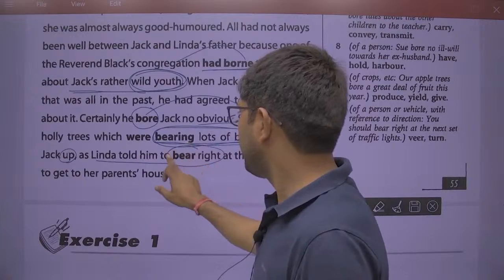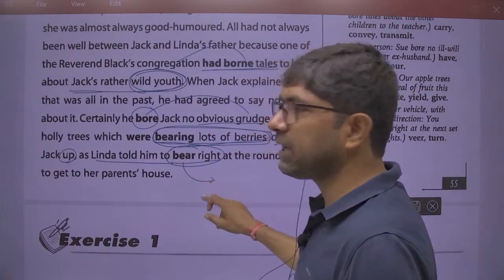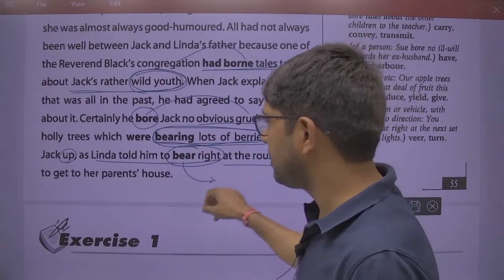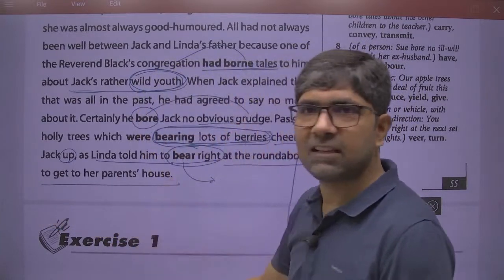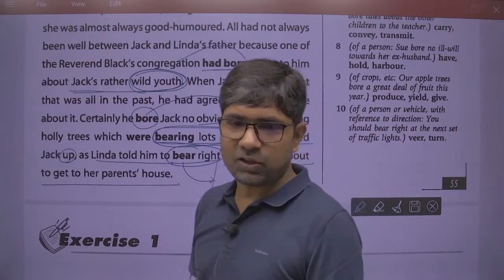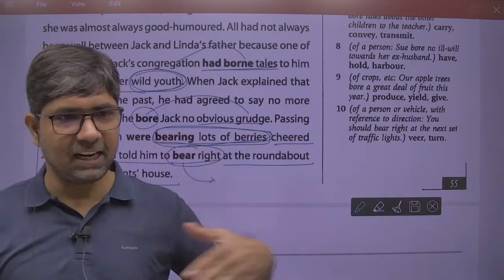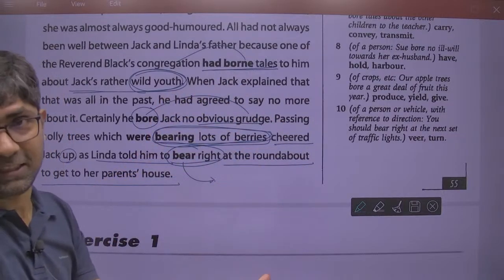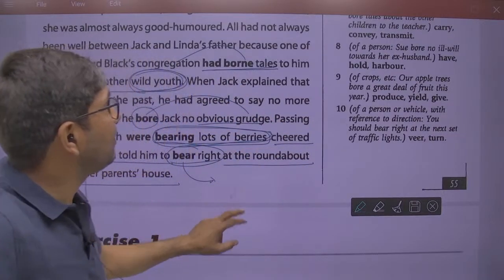As Linda told him to bear right. Bear right means which direction to take. Take right direction at the roundabout to get to her parents' house. So this is how you take the direction. You take a direction that way, and this is interesting. I hope you got it.